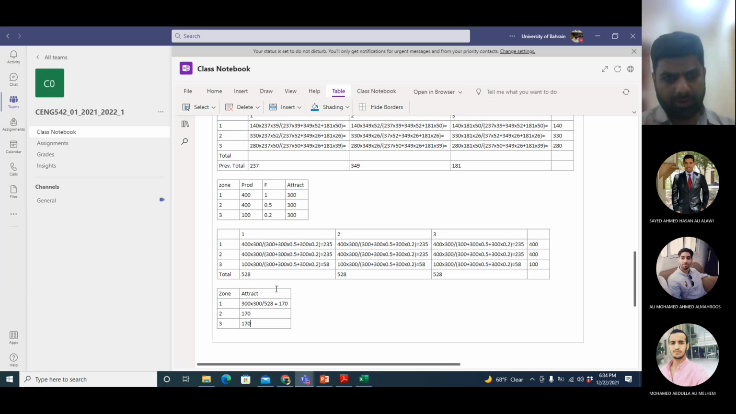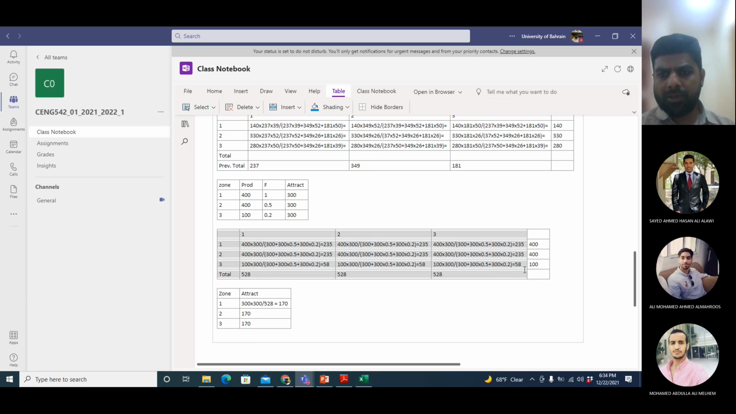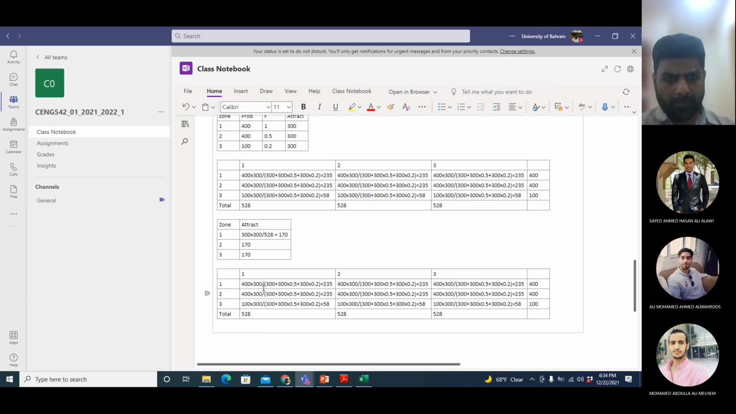So these will remain the same. These are now the new attractions, and then you apply the same with the new attractions. So wherever you are using these, all these 300 will change into 170 basically. Again, you just need to calculate two values. Because the factors are the same, you just need to calculate two values.